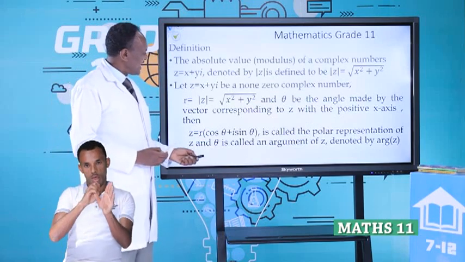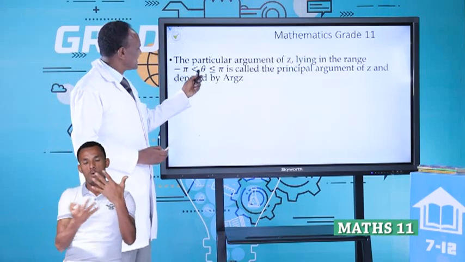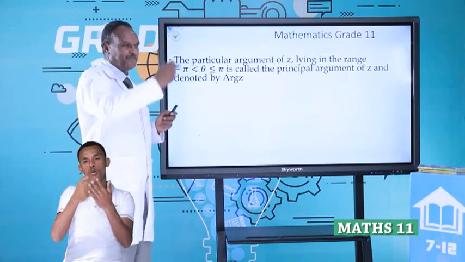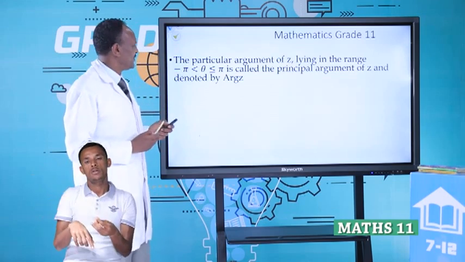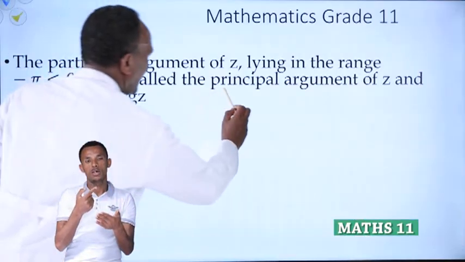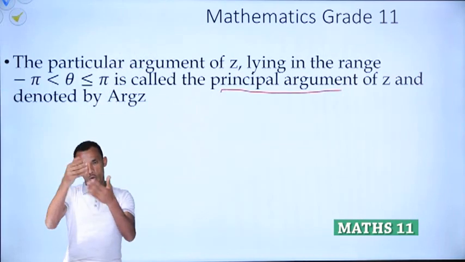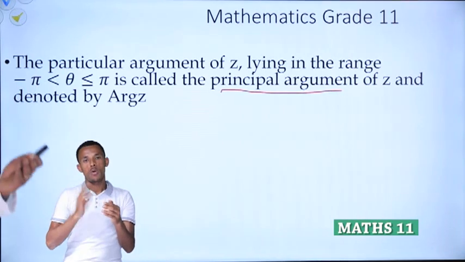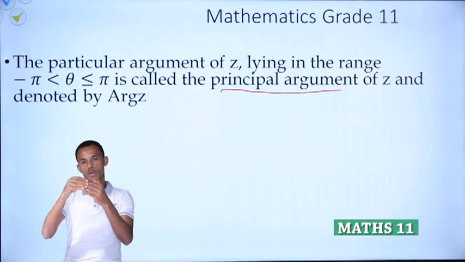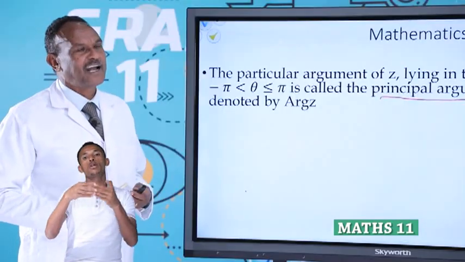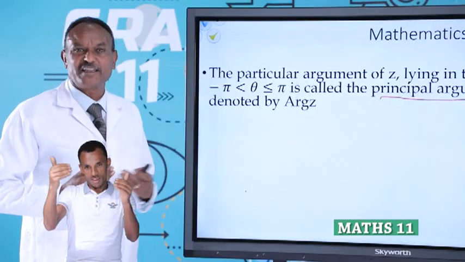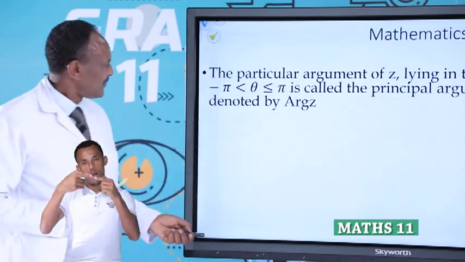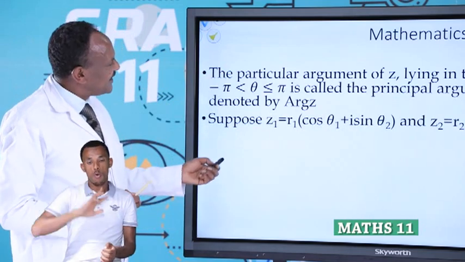Here theta can be discussed in different forms. When the value of theta is between negative pi and pi, that means within one complete rotation, we call it the principal argument of a given complex number. If z has argument theta equal to 30 degrees, it is a principal argument. If it is negative 90 degrees, it is a principal argument. When theta is equal to 450 degrees, it is an argument, but not a principal argument.